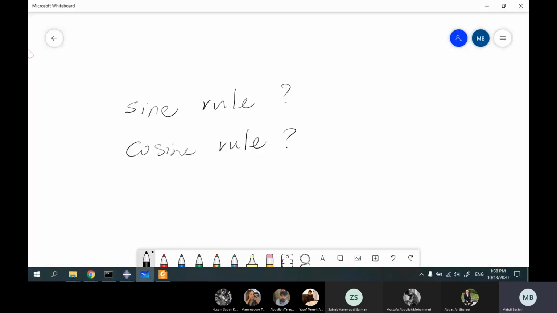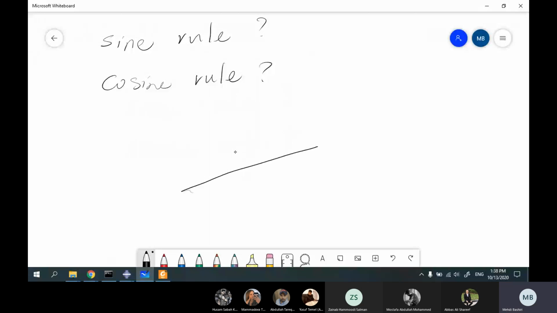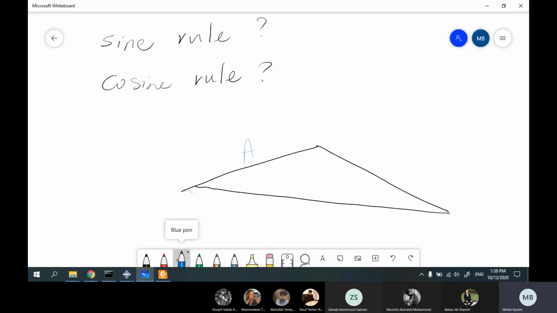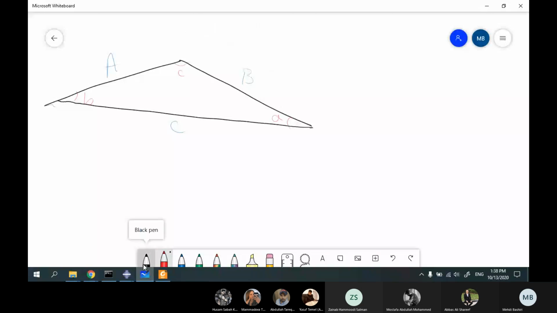What are they? Sine rule and cosine rule. In a triangle, because one of our methods is the triangle method. Okay, in a triangle with, for example, A, B, C as our edges, and angles C, B, and A. In a triangle with these properties, we have two rules. The first one is the sine rule.